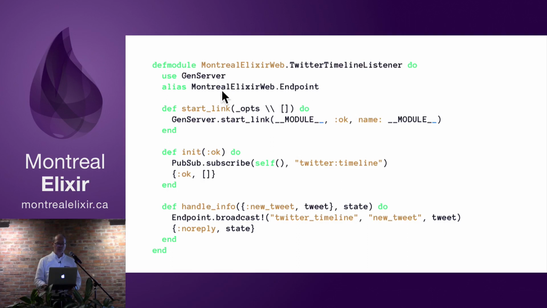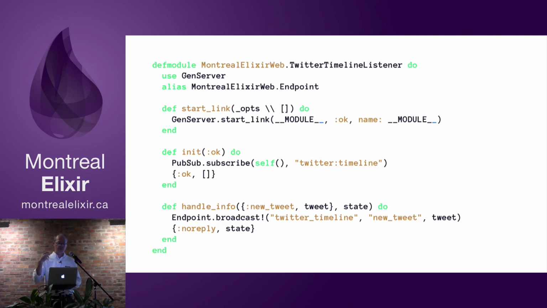So as you can see, this is very similar to what we have in the timeline. It's a gen server, it's a start link, we start it, we initialize. Now this is a simple initialization. We don't need to defer the initialization, so we can do the initialization right here. So we're subscribing ourselves on PubSub for this topic. And when we get this message, a new tweet, we ask the endpoint to broadcast a message on the channel here. That's basically it. That's all it does.